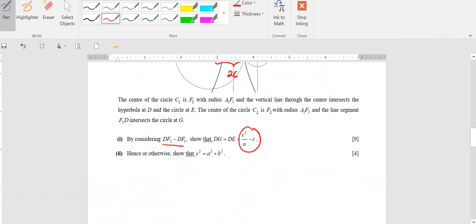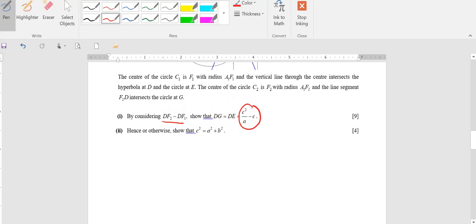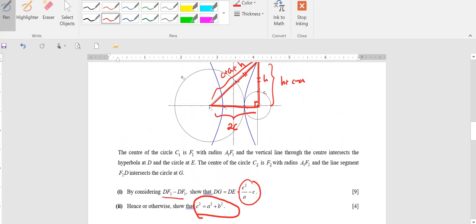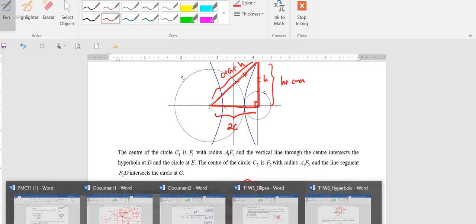Then the last part, part 2 of the question, was about showing this result because we actually derived it from a geometrical definition, and we claim that a squared plus b squared is something positive, so we give it an expression called c squared if you recall the derivation, but this is proving it slightly differently. So how do you hence or otherwise prove c squared after you got the values of h, right?